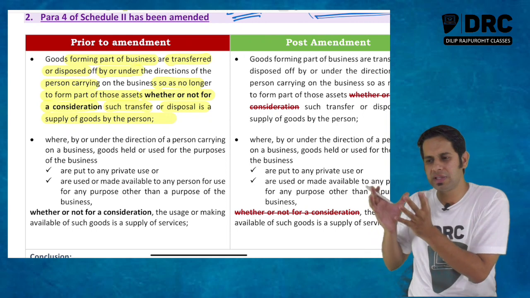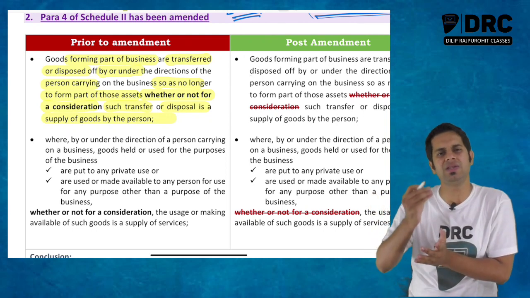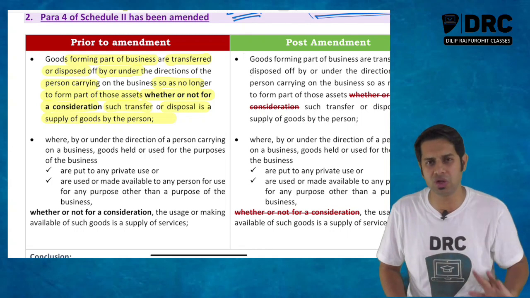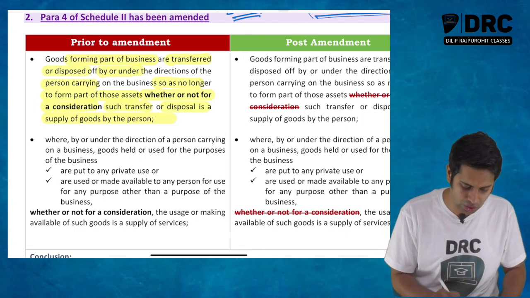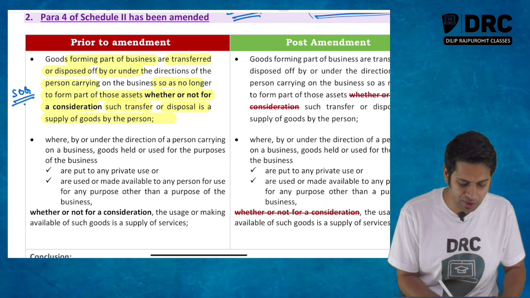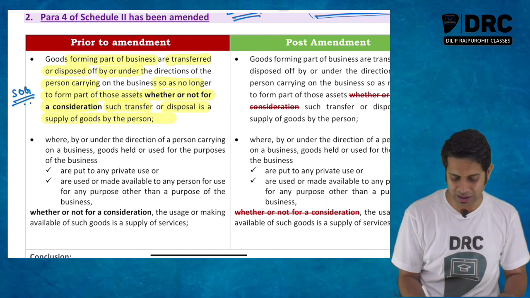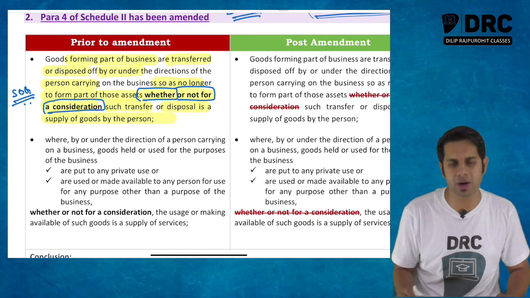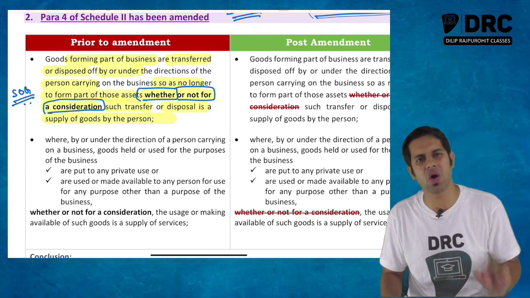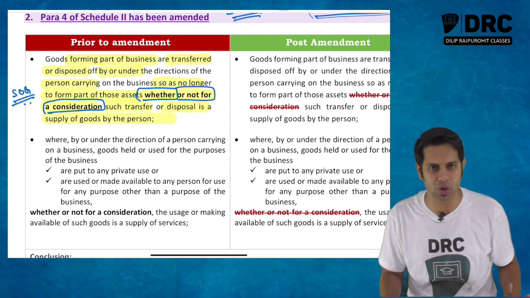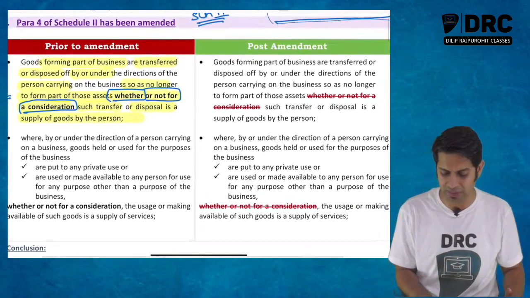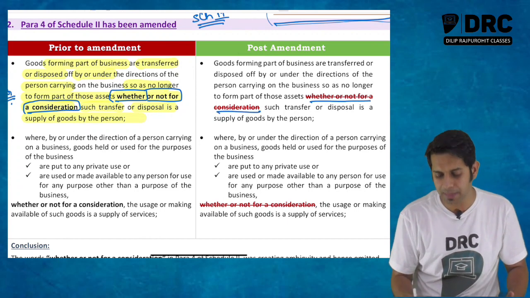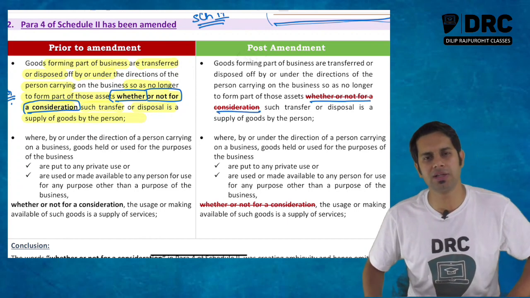Now, any goods which are forming part of the business, if transferred by the owner, whether for a consideration or not for a consideration, were treated as supply of goods. Now they have done one thing over here. They have removed the words "whether for consideration or not." No other changes have been made apart from this. Just that one single phrase has been removed.